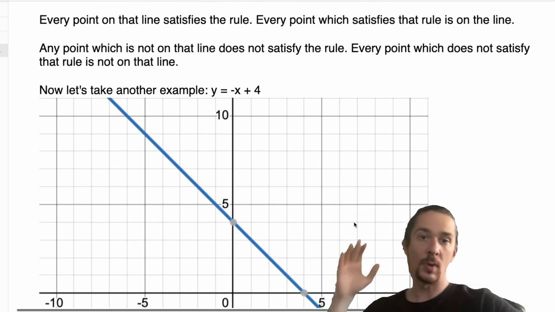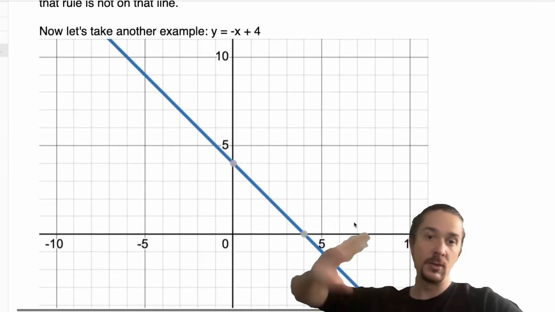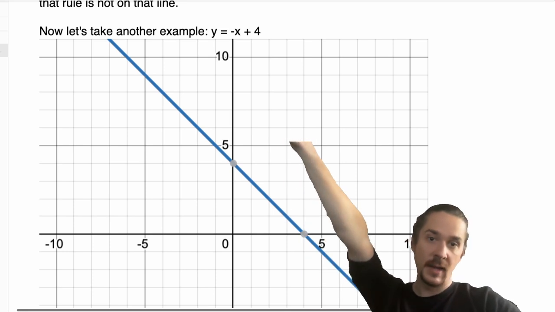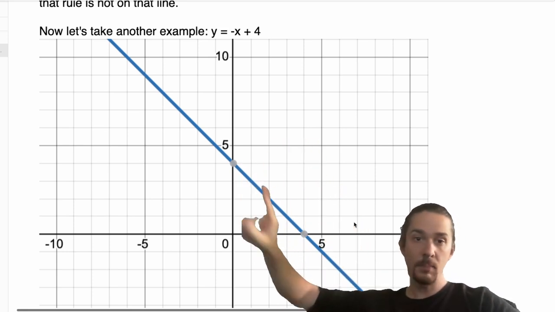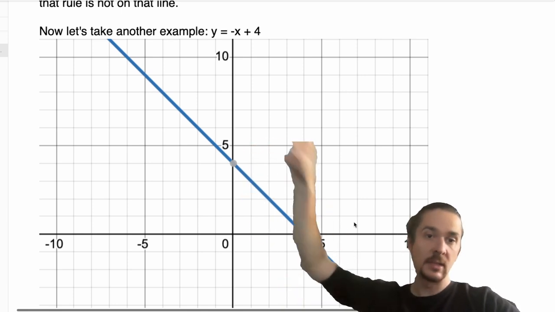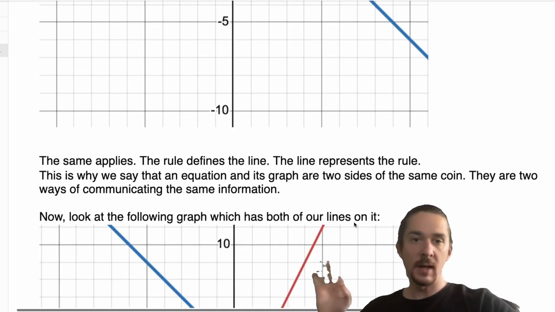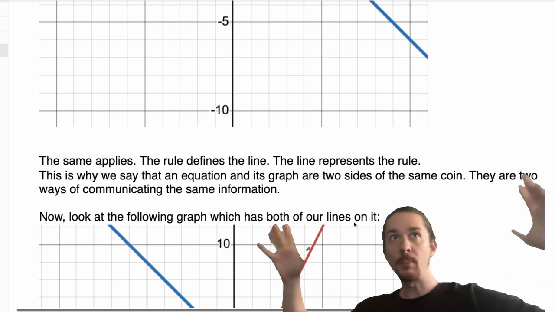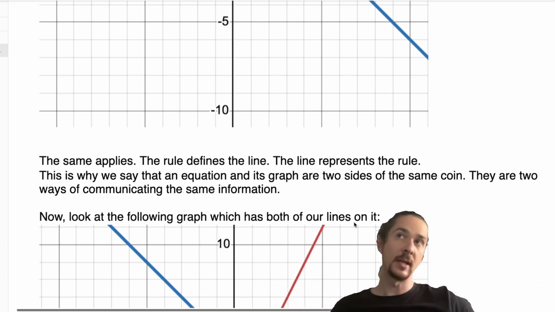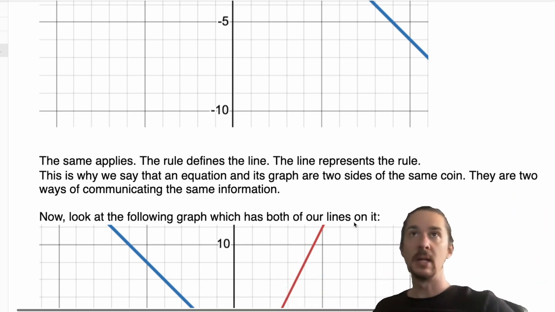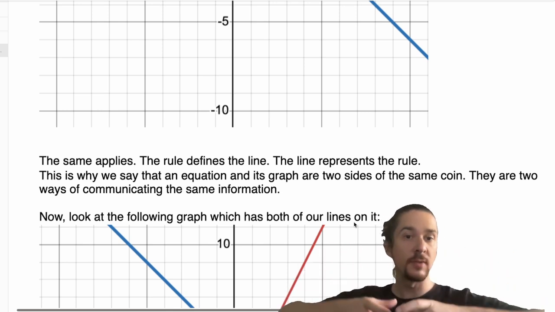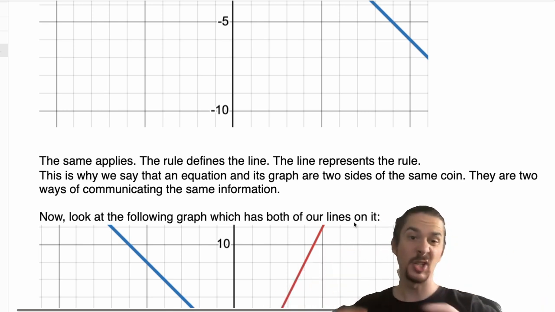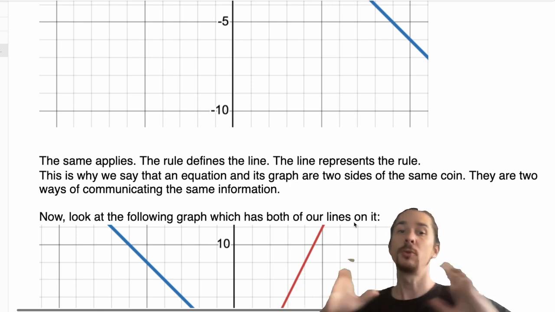Take another example, y equals negative x plus 4. Here is our line. Every pair of x and y coordinates that satisfy that is on this line. Every point on this line will satisfy that rule. So the rule defines the line, the line represents the rule. This is why when I explain this to students, I say that an equation and its graph are two sides of the same coin. They're two ways of communicating the same information. They are the same thing from two different perspectives.